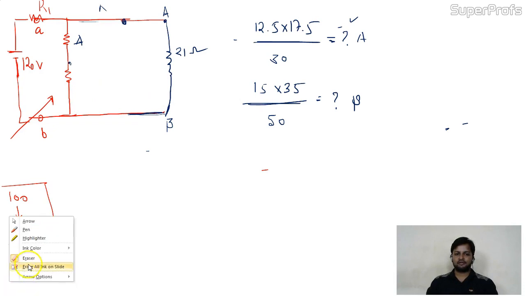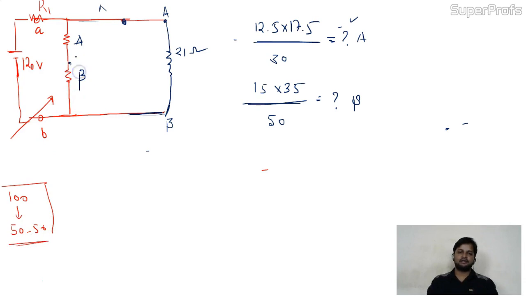Is it okay? This is B. Now A and B are in series combination, so I can write A plus B. Now A plus B is in parallel with 21. Again you have to calculate this value. Once you get this value, let's call it C. This C will be connected with this resistance. So the R equivalent we can find easily.